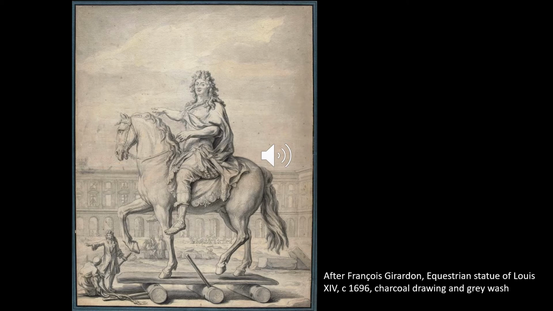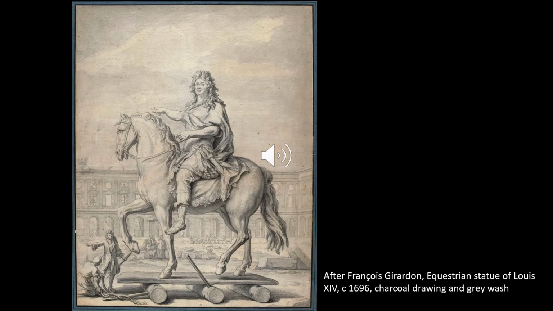1696. This is a drawing of a massive monumental sculpture from France, from 17th century France. I'm a European art historian, so this is the example I'm going to give you, and you'll see this sculpture again in this class. This is a sculpture designed by Francois Girardon, and this is an equestrian statue of Louis XIV, one of the kings of France from the 17th century.